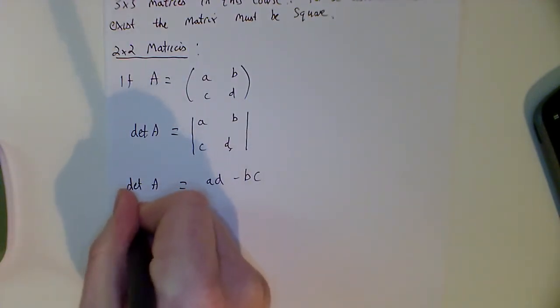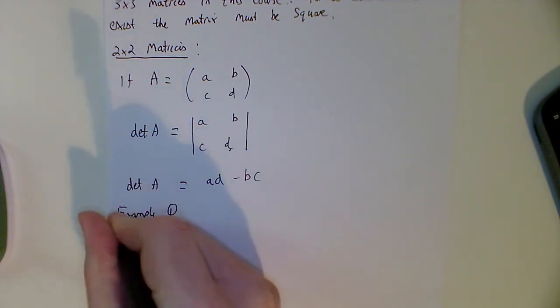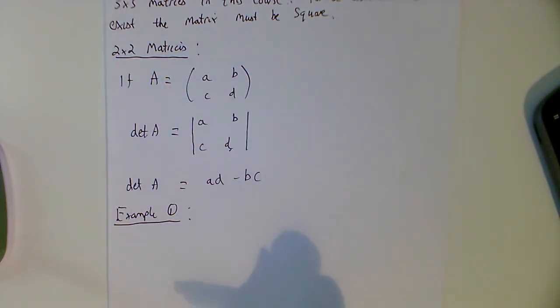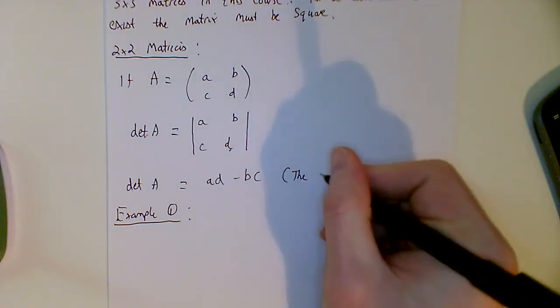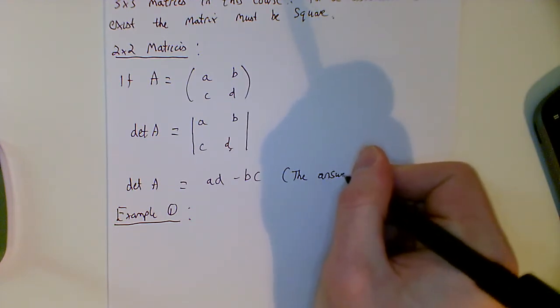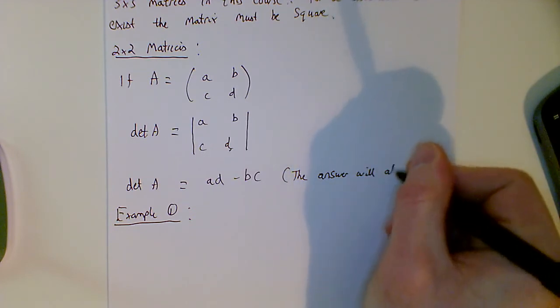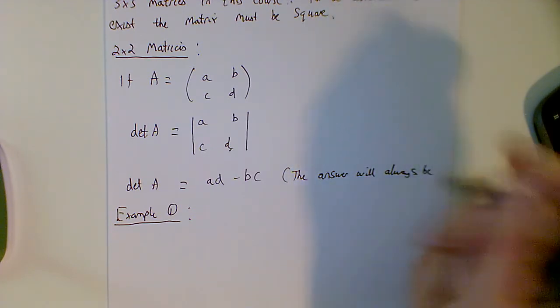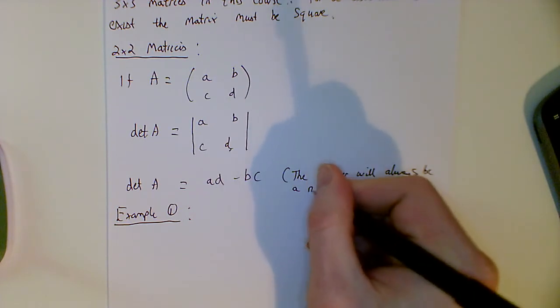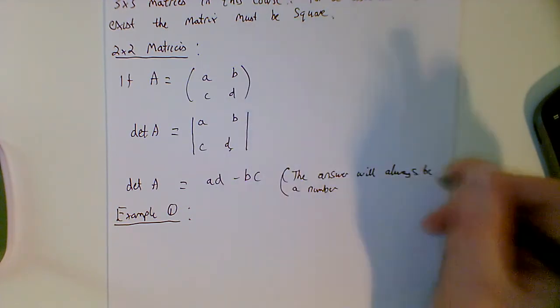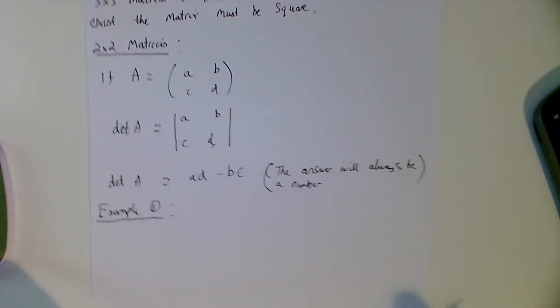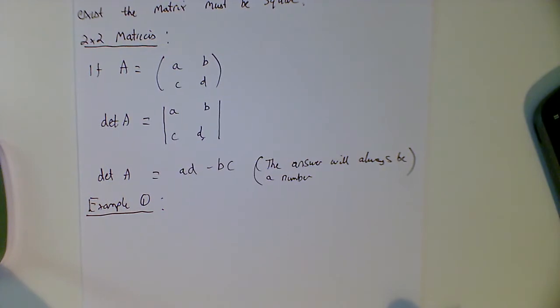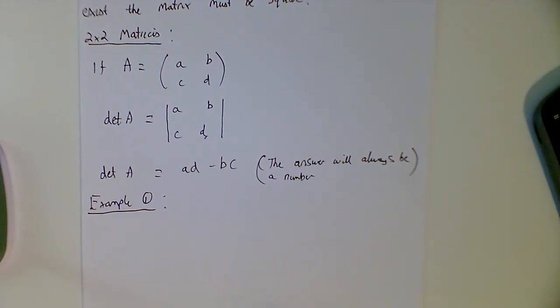Example 1. And crucially, if you're finding a determinant, the answer will always be a number or a value. It'll never be another matrix. If you get another matrix, you've done something really wrong.